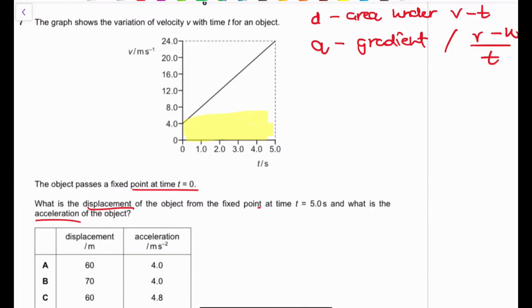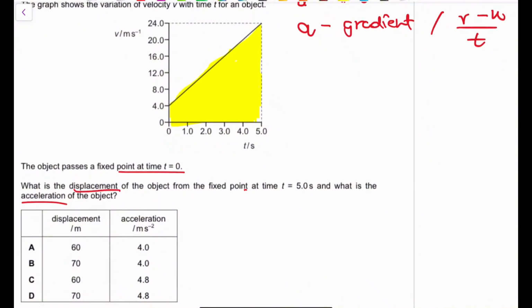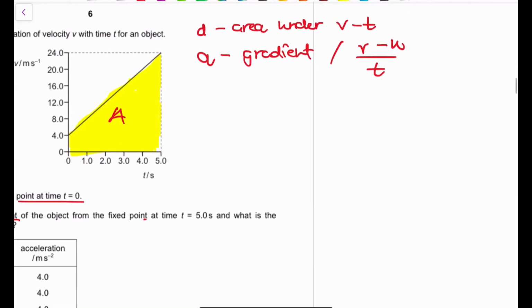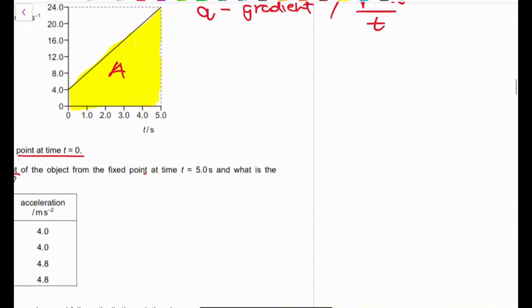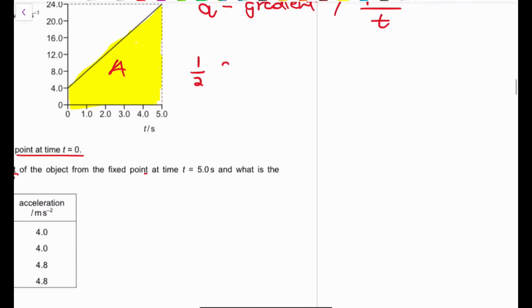This is basically what you're trying to find. And by calculating this, this is going to be your overall displacement, the overall displacement that this object has actually encountered, right? So this area A is what we're going to find. And as you can see, A is actually a trapezium. So how do you find the area of a trapezium? It's going to be 1/2, okay, (a + b) multiplied by h.